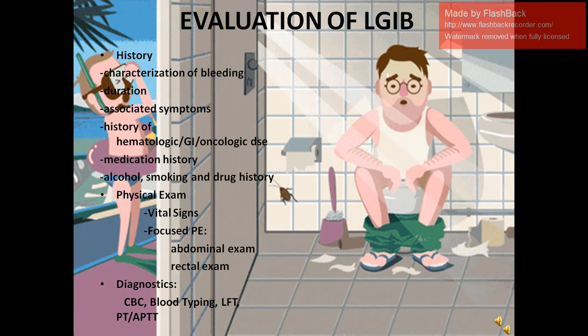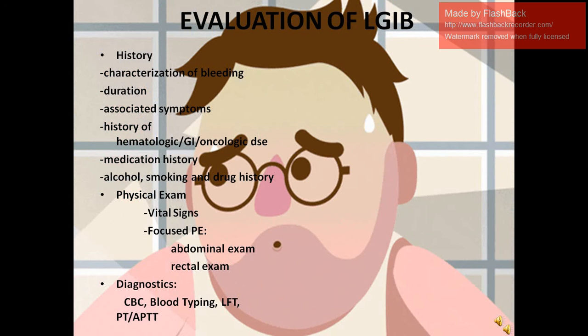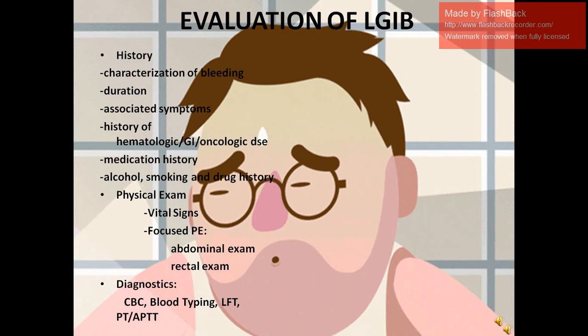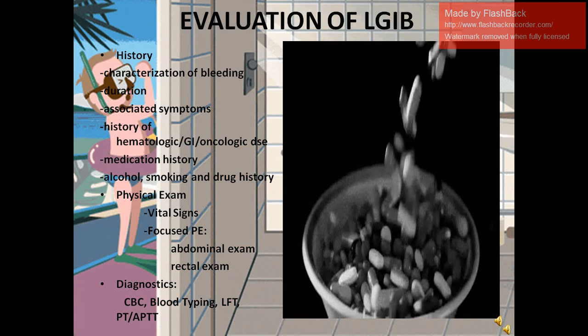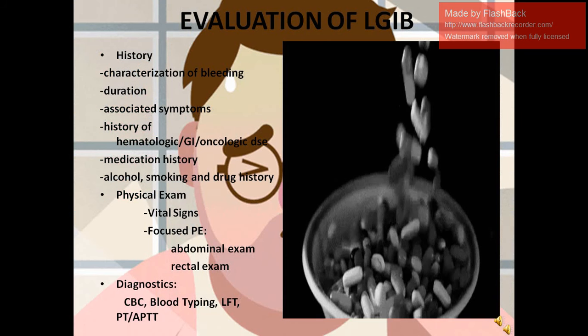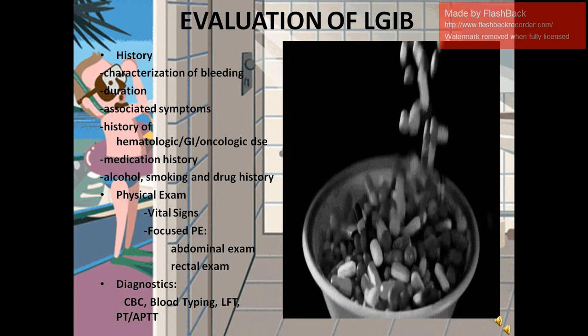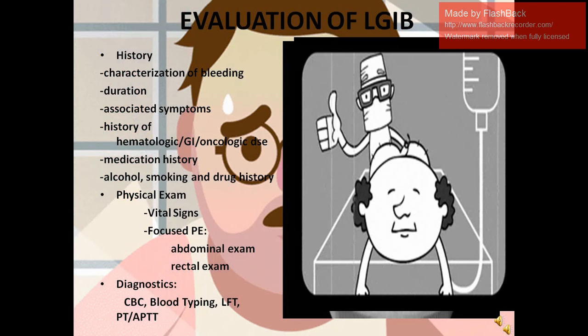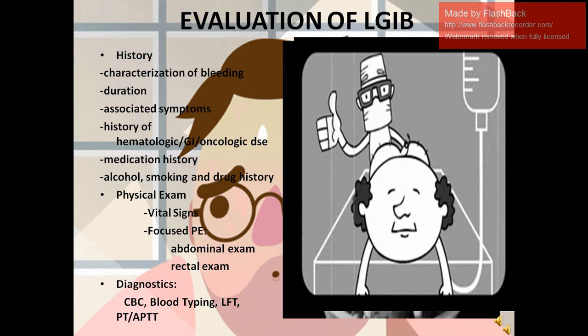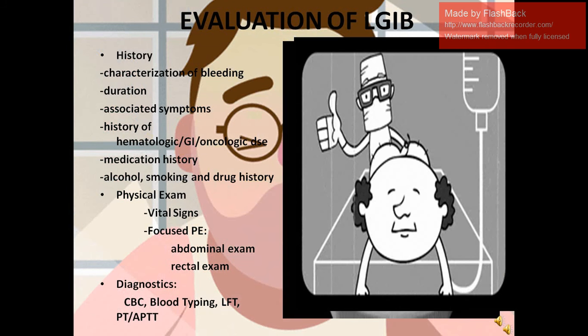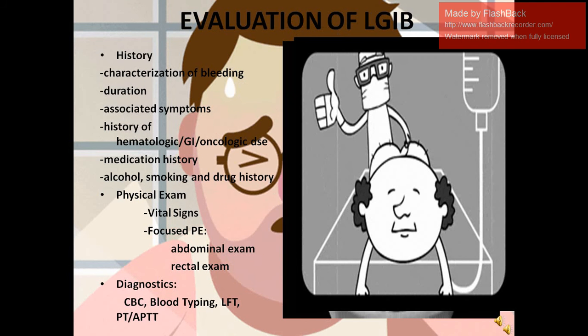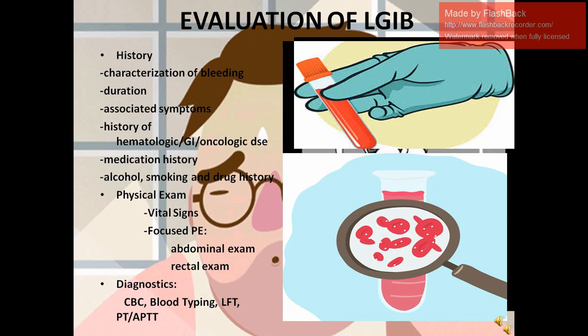It is also important to know whether the patient has a history of hematologic, gastrointestinal, or oncologic diseases. Note whether the patient is under medications, particularly antiplatelet drugs, anticoagulants, NSAIDs, or any herbal medicines. Ask also whether the patient is alcoholic, smoker, or had previously taken prohibited drugs. Assess the vital signs of the patient. Focused PE involves abdominal and rectal exam.